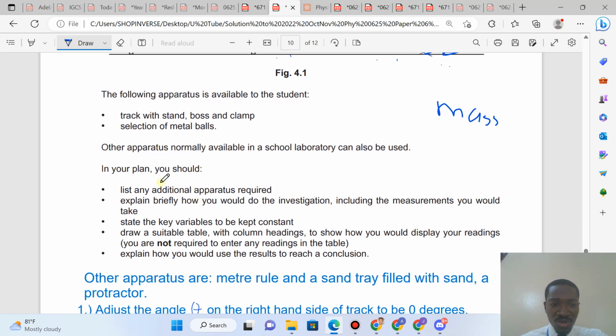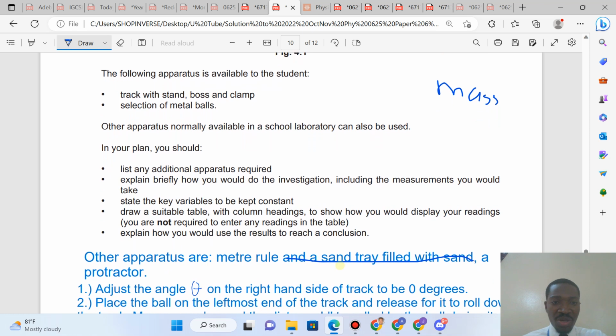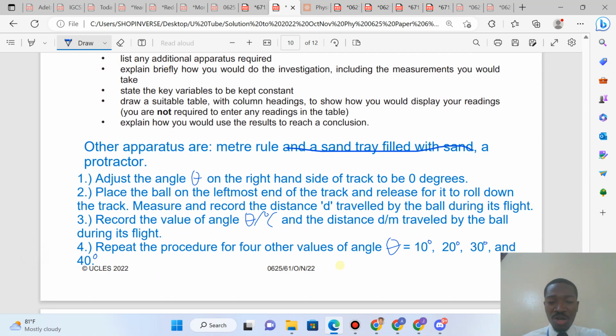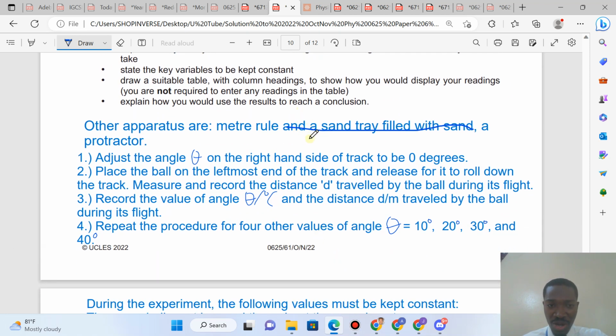In your plan, you should list any additional apparatus required. What are they? Other apparatus required: you have a meter rule. You shouldn't list a tray filled with sand. Why? Because it is in the question already. It has already been stated that you have a tray of sand, so this shouldn't be in your answer. So I'm removing this, a tray filled with sand. Then you may state protractor there. Of course, that's why you need to measure the angle. But always try to state only one additional apparatus because the question will always request for one additional apparatus.